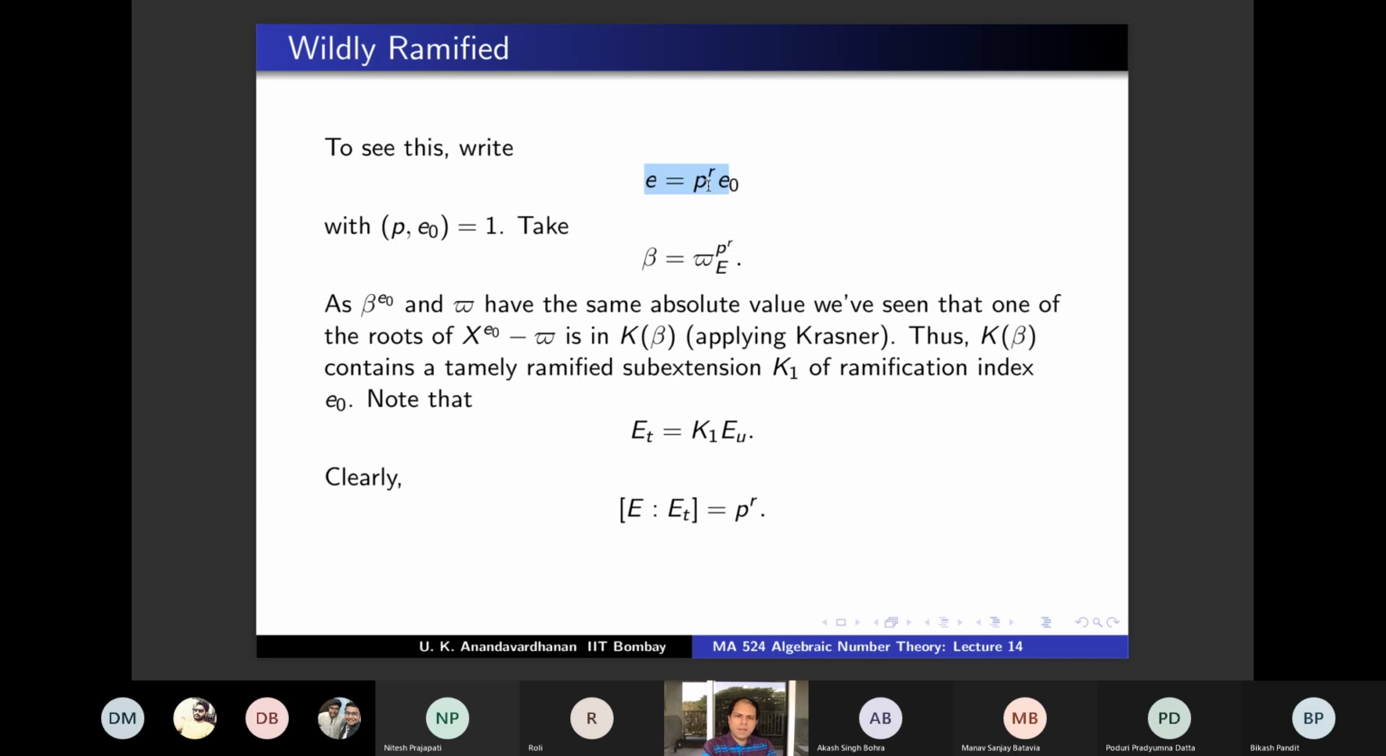So E over E_T will have degree p^r, because E over K1 will have ramification index p^r, and the rest is unramified. So this degree is p^r. So this follows from this factorization. So for unramified, you take the compositum, and that's the maximal unramified extension, and anything above is totally ramified. For tamely ramified, if you take the compositum, you get the maximal tamely ramified. Of course, anything above is totally ramified, but not just that, it is wild, in the sense that the ramification index is a prime power.